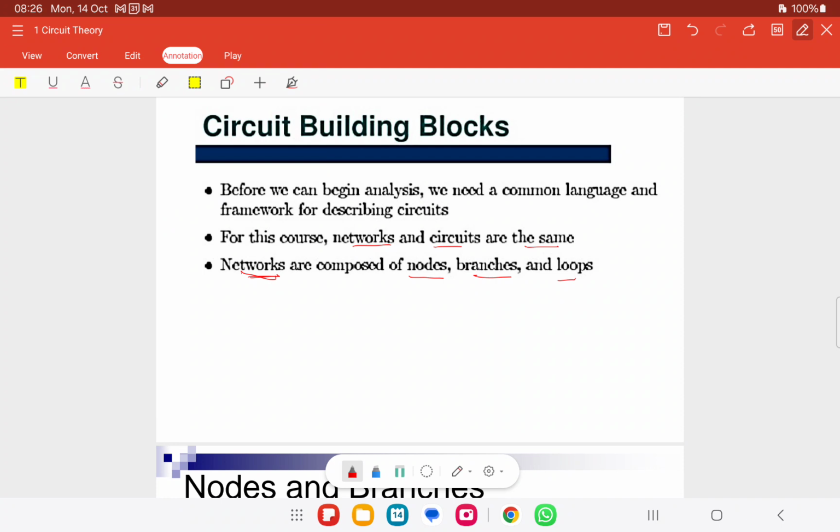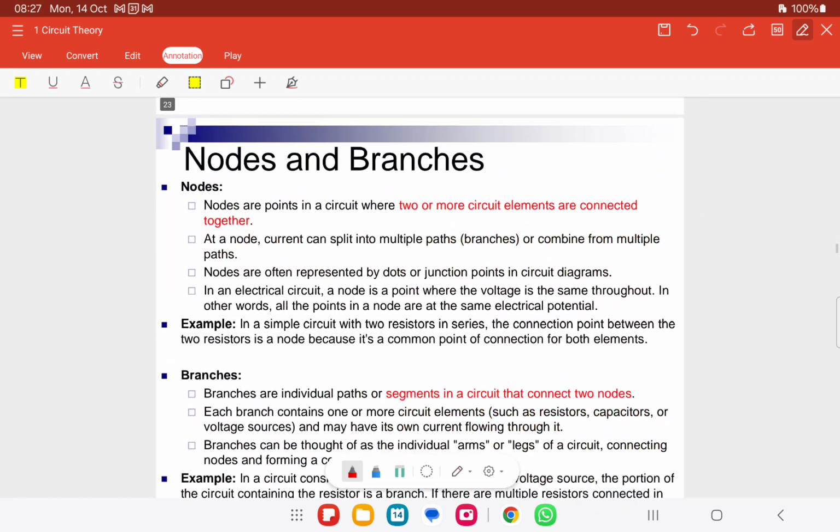When we compile a few circuits, it can become one network. Okay, one circuit has one specific purpose, an op-amp, an instrument amplifier, or a diode rectifier. We compile all together, it can become a network. Okay, so we go for this one, on nodes and branches.